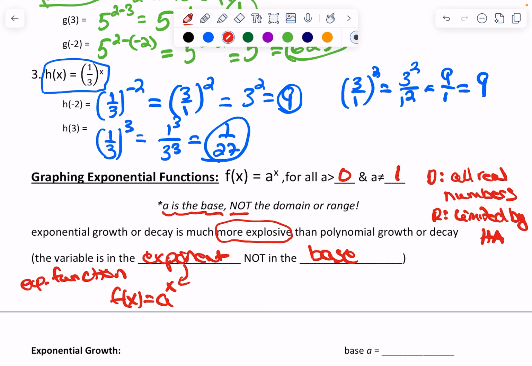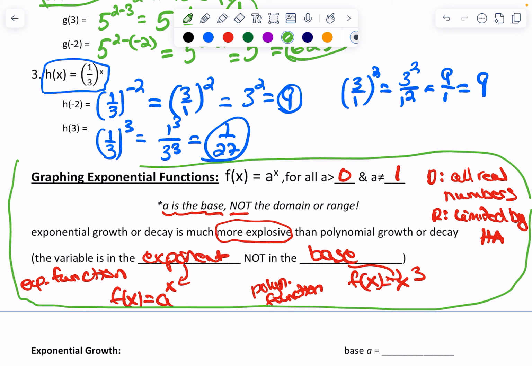Actually, you know what? Right here. If we do a polynomial function, that would be f of x equals, for example, x cubed. So now the x is in the base. Make sure that you're aware of that because that's one of those tricky things, and it confuses and also can make the whole thing wrong. So everything that's in here is important when we start graphing.